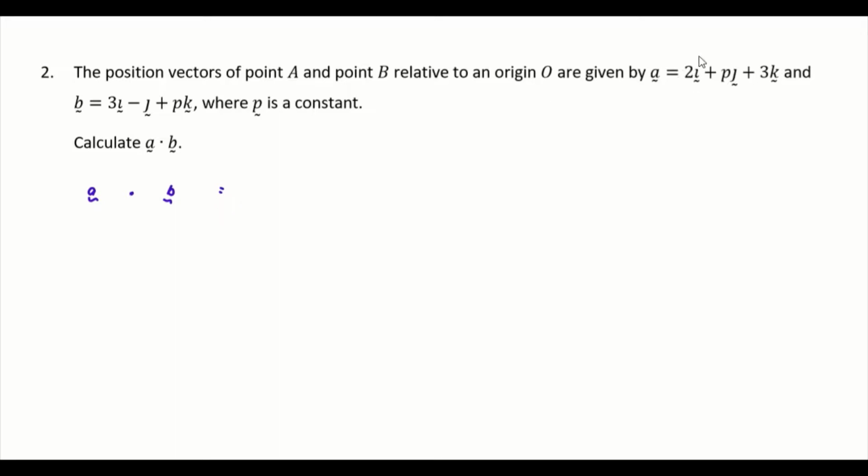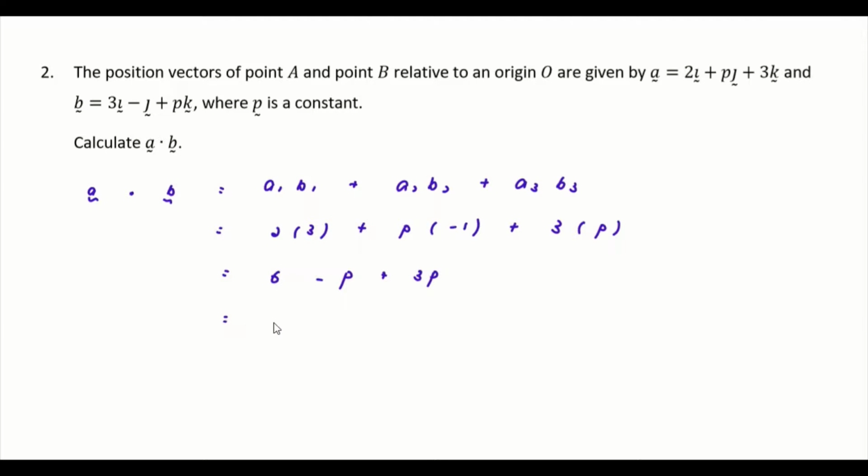Okay, so the first component, the I part multiplied by the I part, which means 2 multiplied by 3. All right, if you want to write down the formula, you can write it down first: A1 times B1 plus A2 times B2 plus A3 times B3. If this is a 2D question, you do not have the last part, but you just do the same thing. So A1 B1, so it will be 2 multiplied by 3, and then plus, the B2 is -1, then plus 3 times P. Okay, so just solve them. So 6 minus P plus 3P. So from here, I get my answer, 2P plus 6. All right, as simple as that. So let's move on to the next one.